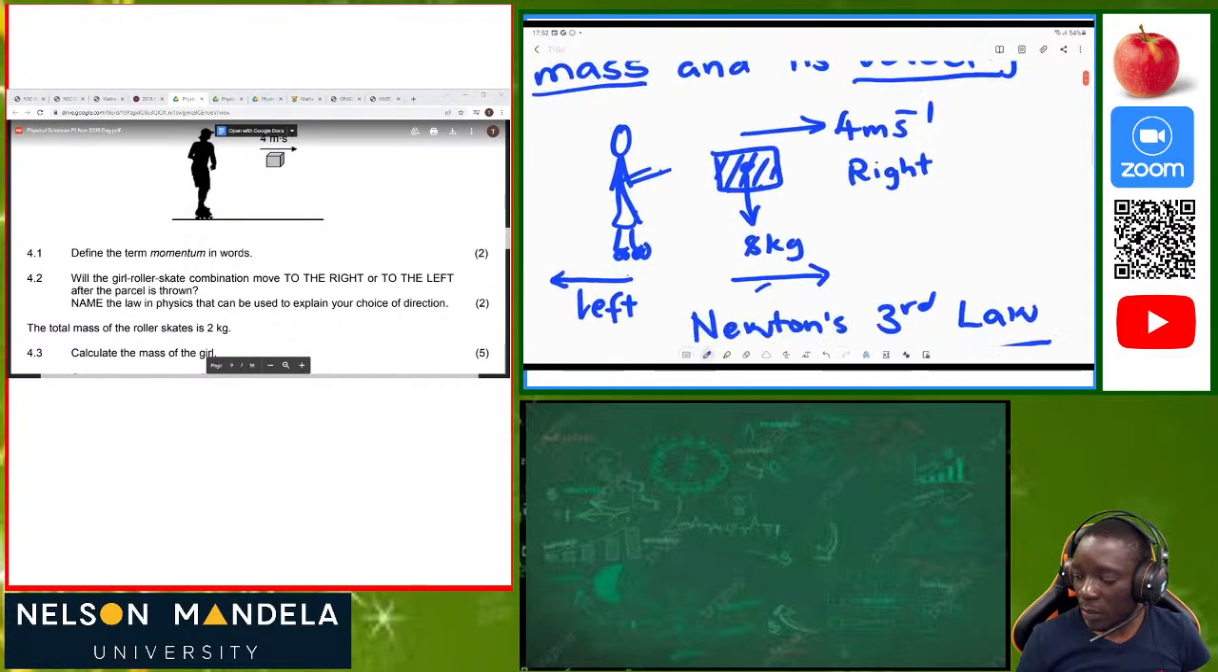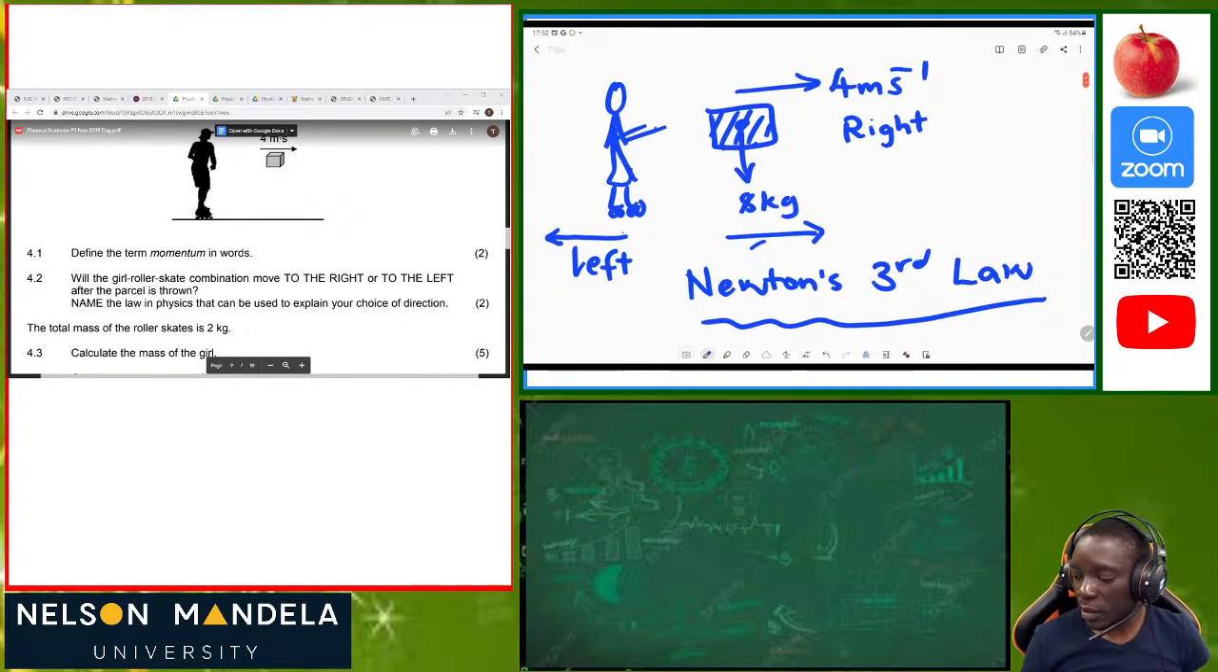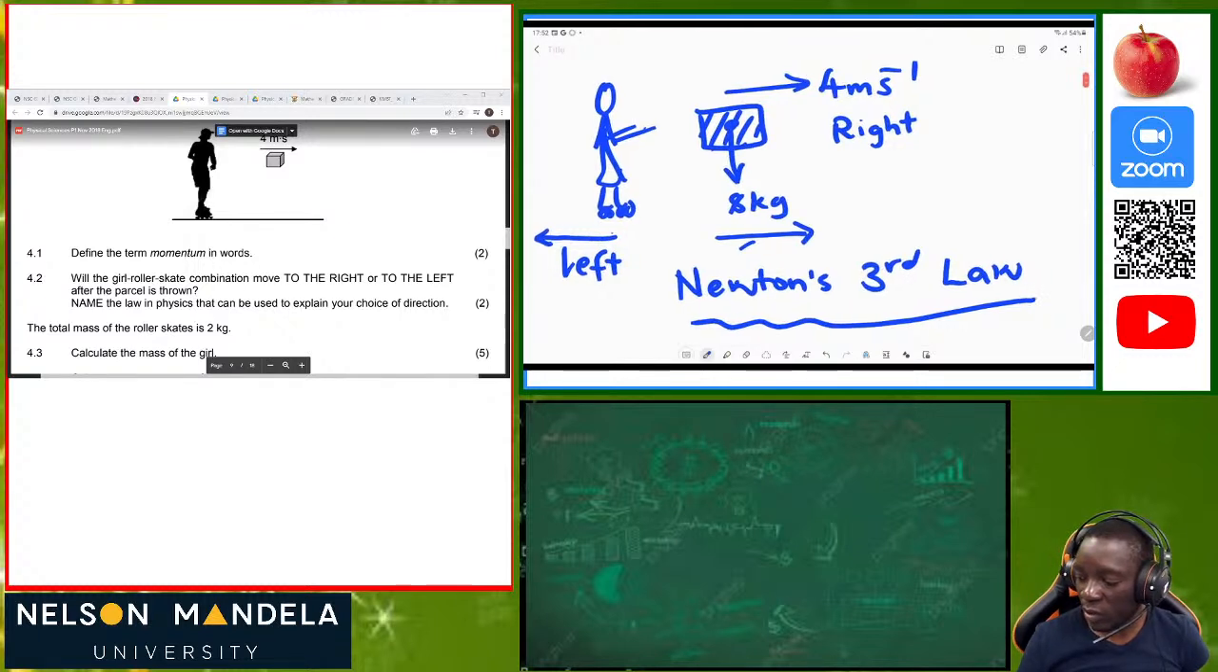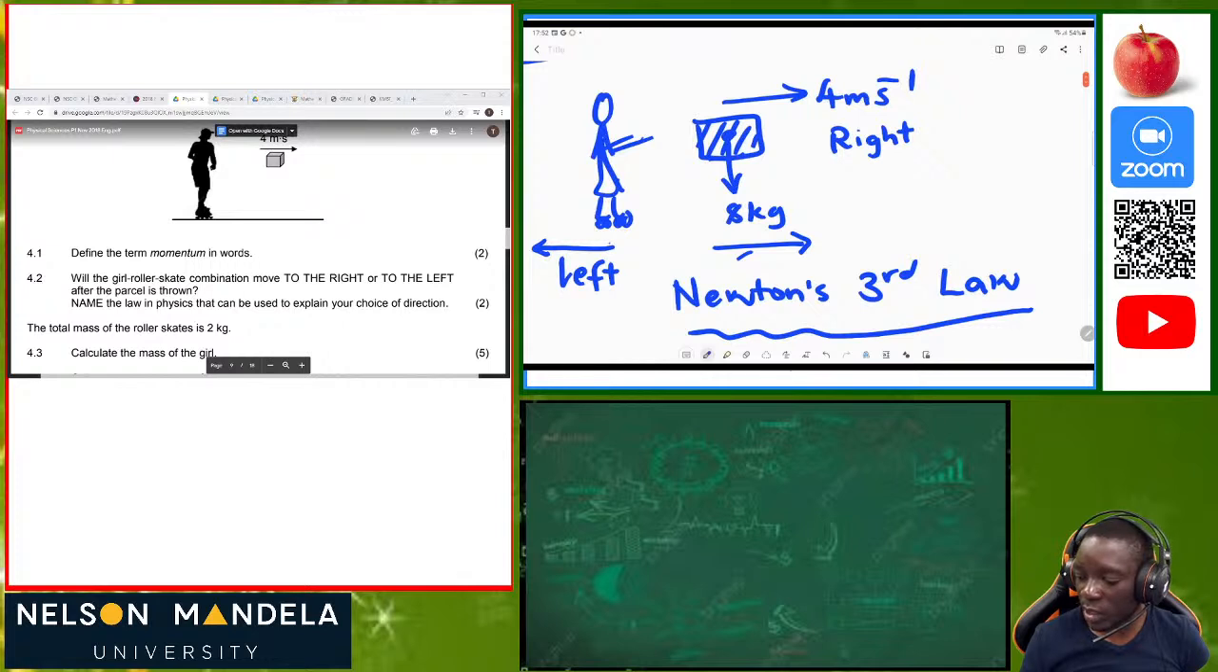So we were talking about the girl on roller skates and the parcel being thrown to the right, and the parcel is given a momentum which, according to the principle of conservation of momentum, should be the same momentum with which the girl moves to the left. This is a consequence of Newton's third law, which is what we can use to explain what's happening here.